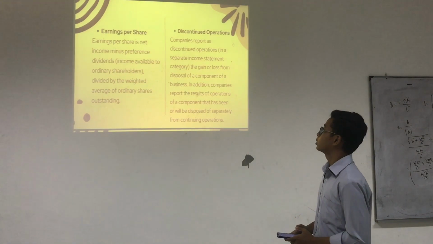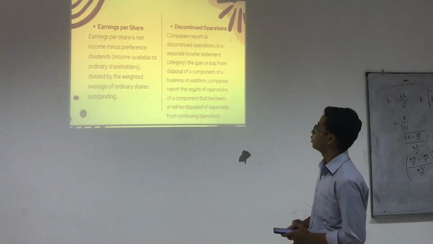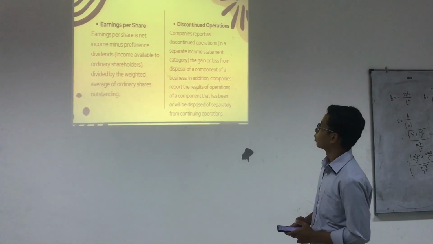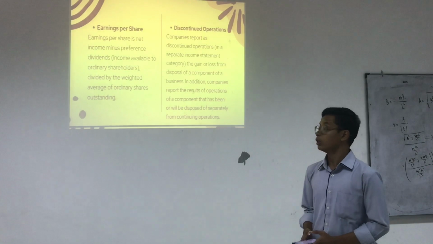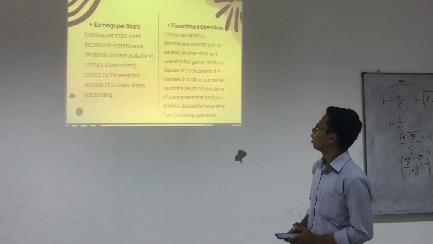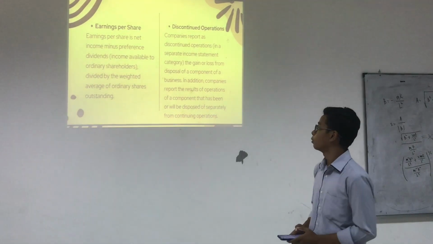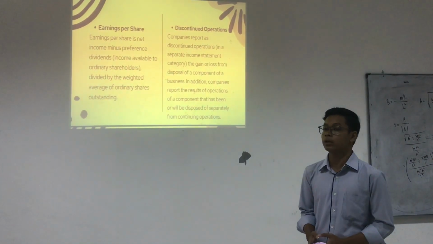We're going to talk about discontinued operation. Company report as discontinued operation the gain or loss from disposal of a component of a business. In addition, company report the result of operation of a component that has been or will be disposed of separately from continuing operation.